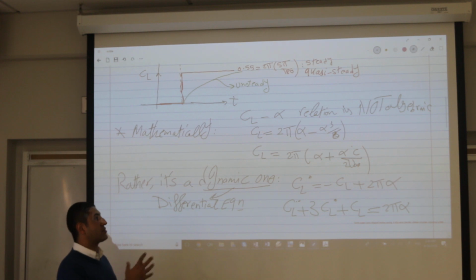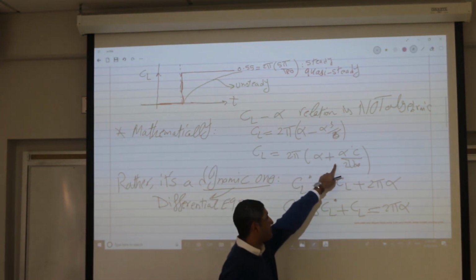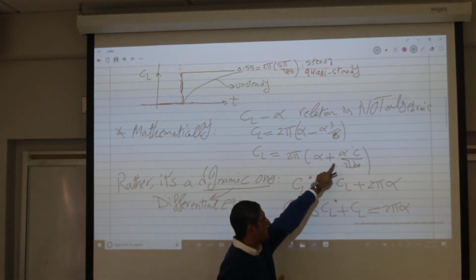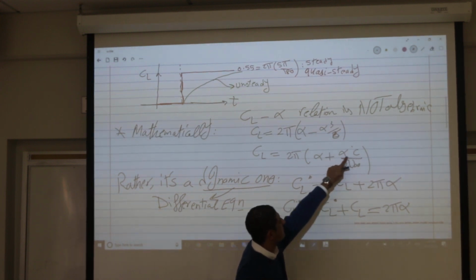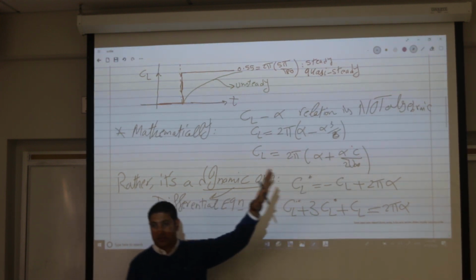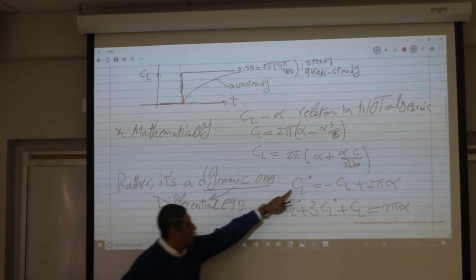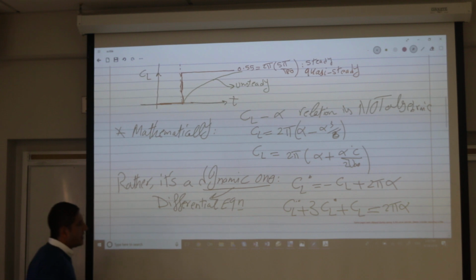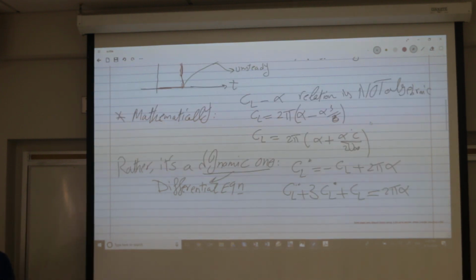So this is how to judge a model whether it's unsteady or not, because this is, believe me, quite confusing. Many people, I don't want to say experts, but practitioners in the field, when they see this, they think that this is an unsteady model because it depends on alpha dot. No, it does not. It's not an unsteady model. This might be. And any equivalent form.